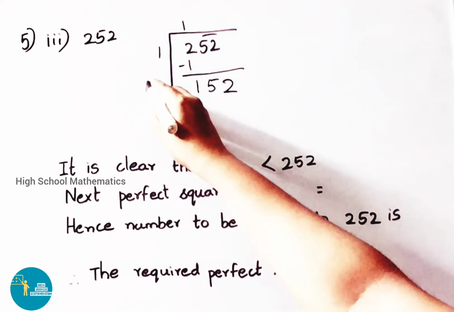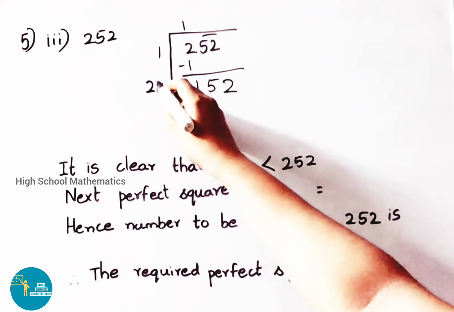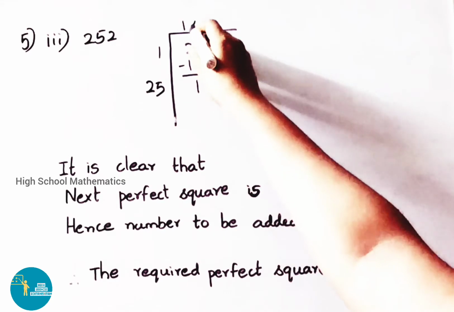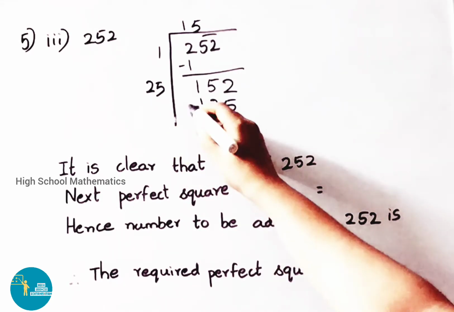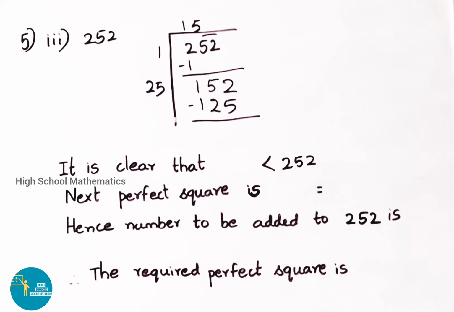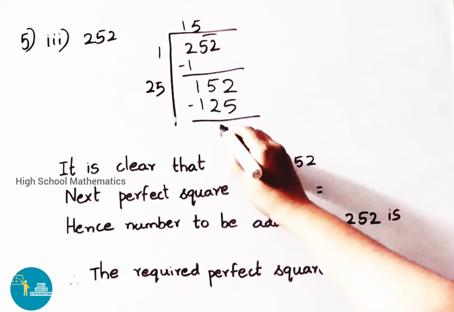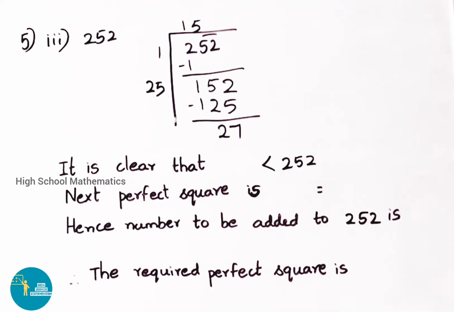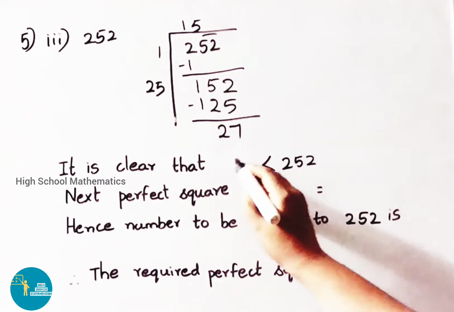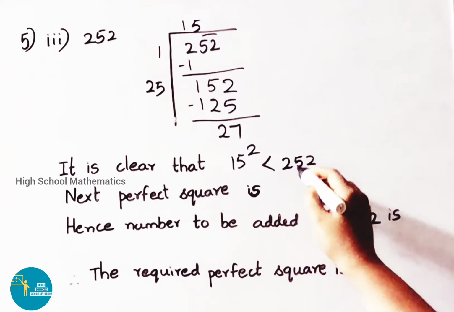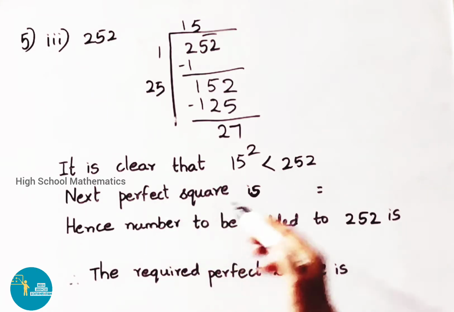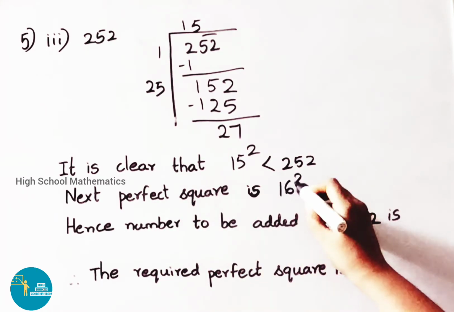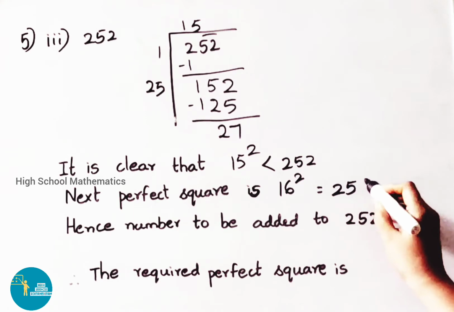1 double value is 2. Let us write here 5 and also in the quotient 5. 25 5s are 125. Now let us do subtraction. 152 minus 125, we get the remainder 27. It is clear that 15 square is less than 252. So let us take 15 next number 16. So next perfect square is 16 square, that is 256.